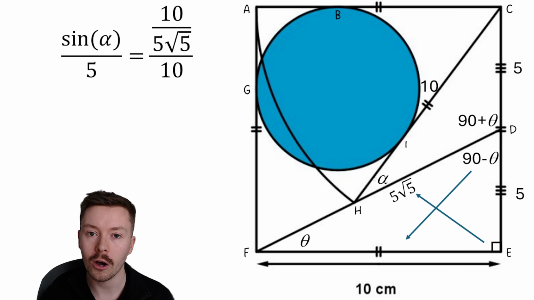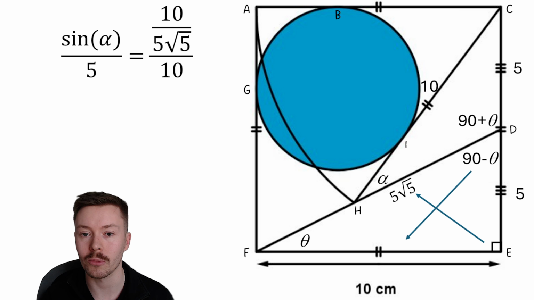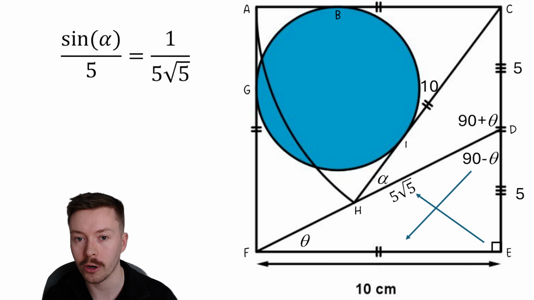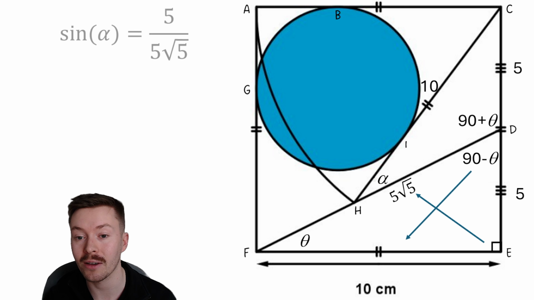So from there, I can substitute in for sine 90 minus theta. The opposite is 10 over 5 root 5, which is the hypotenuse. So I've got this fraction, which is a little bit messy at the moment. It's 10 over 5 root 5 divided by 10. Now, if I divide that by 10, I'm going to get 1 over 5 root 5. Multiply both sides by 5 here, I'm going to get 5 over 5 root 5.